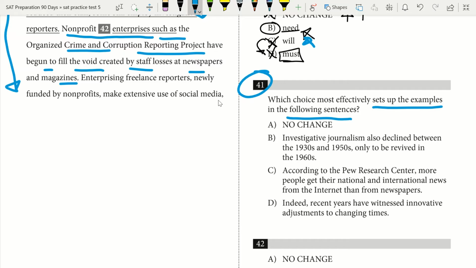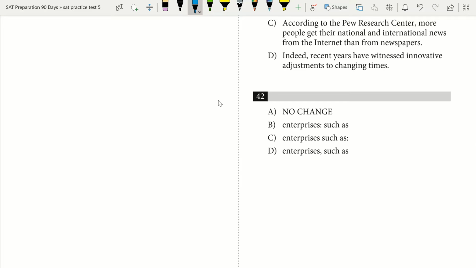Now, when "such as" is restrictive, you do not want to have a comma before it. You want to have no comma before it, and you're not going to want to have a comma after it. So in this case, the correct answer would just be A. You don't want to change it.